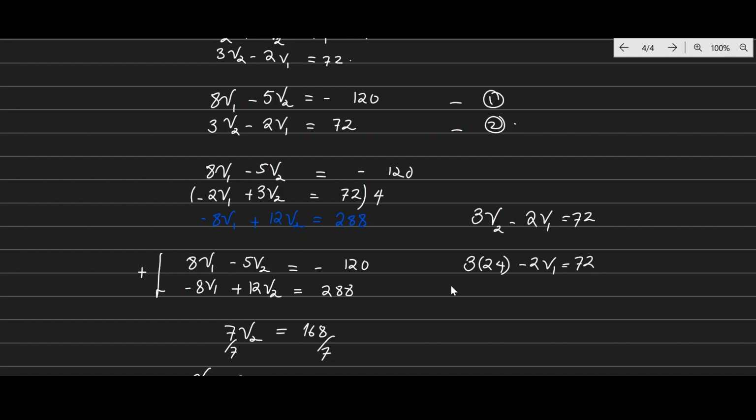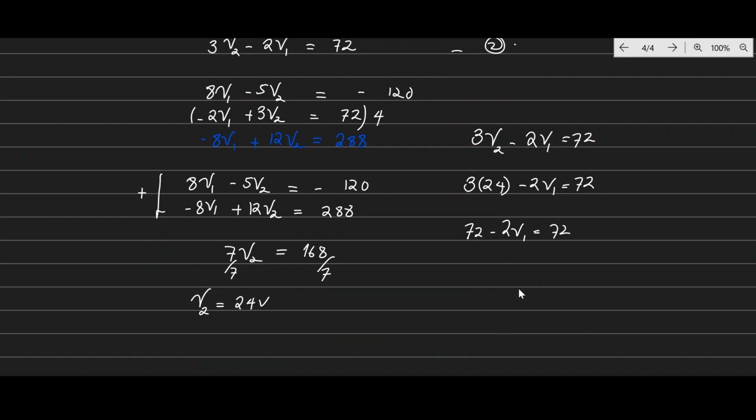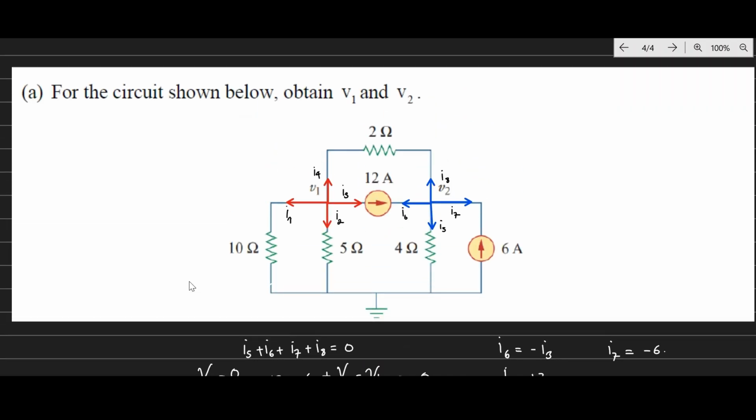minus 2V1 is equal to 72. What is 3 times 24? It is 72, so 72 minus 2V1 equal to 72. You notice that negative 2V1 equals 72 minus 72. I'll take this 72 aside. This has to be equal to 0, so you see that V1 is simply equal to 0. So V1 is equal to 0, and V2 is equal to, sorry, 24.